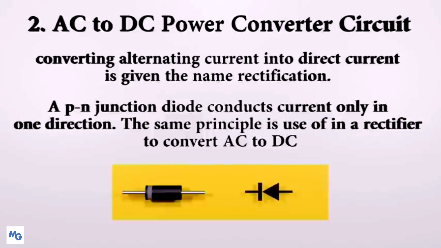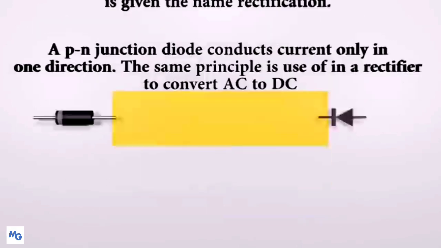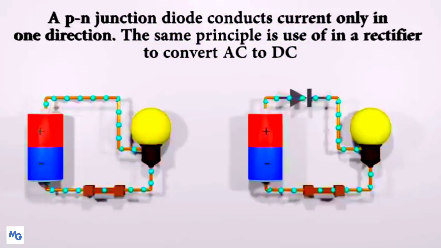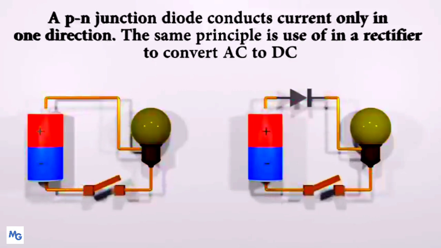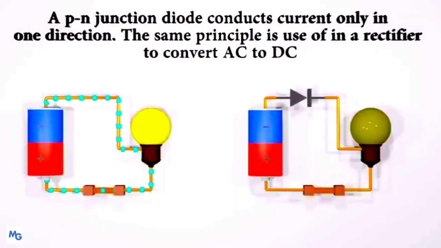A PN junction diode conducts current only in one direction. The same principle is made use of in a rectifier to convert AC to DC. When the diode is forward biased, current flows through the circuit. Let's reverse the polarity and see what happens. Here the diode is reverse biased, so the current can't go through it.